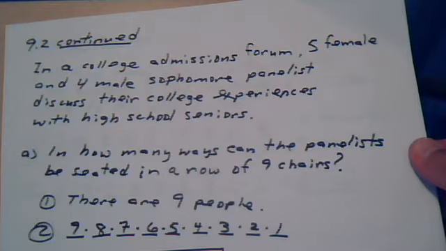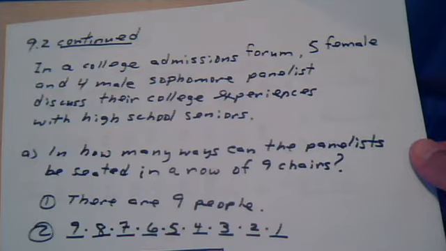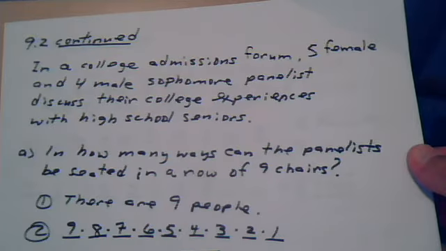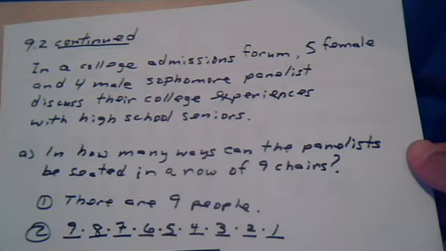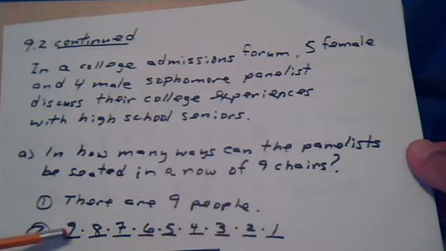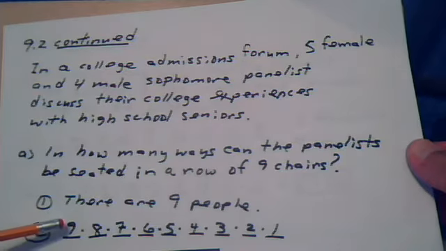In a college admissions forum, 5 female and 4 male sophomore panelists discuss their college experiences with high school seniors. A, in how many ways can the panelists be seated in a row of 9 chairs? So here are the 9 chairs. The first chair assignment can be given to any of the 9. But once one of those 9 takes that chair, there's only 8 people to assign the next position to.